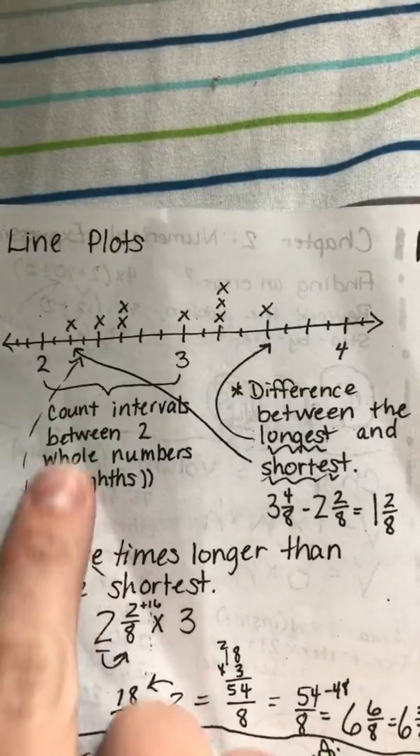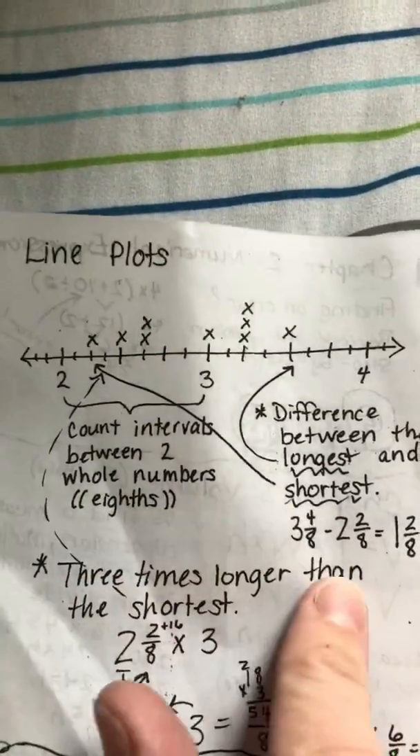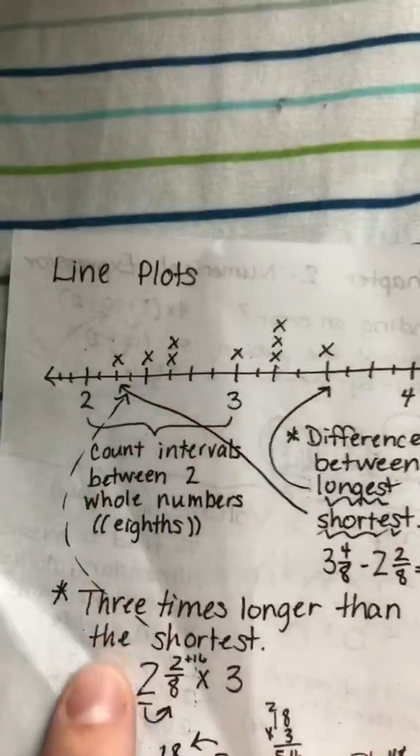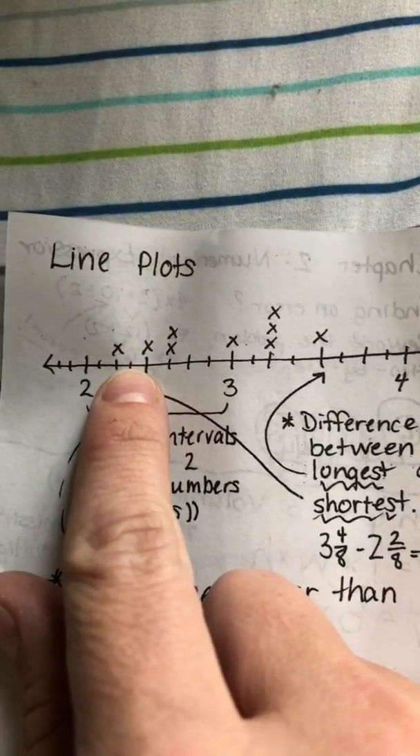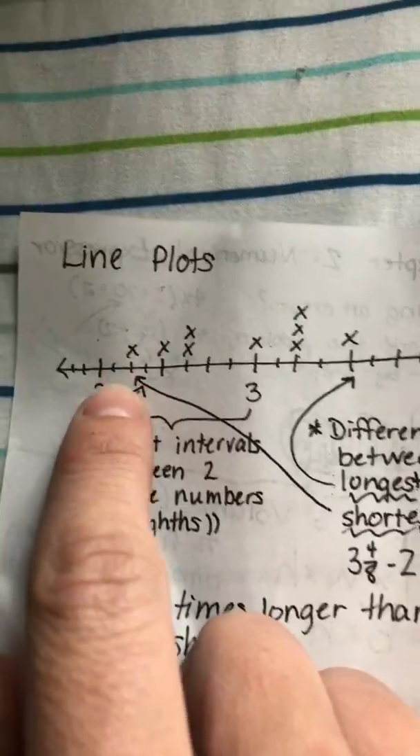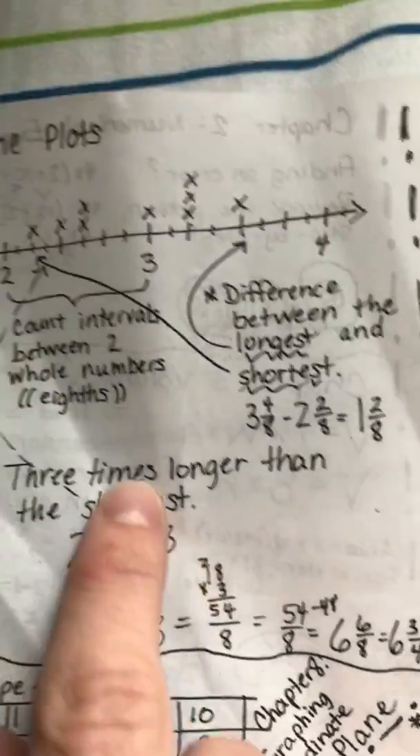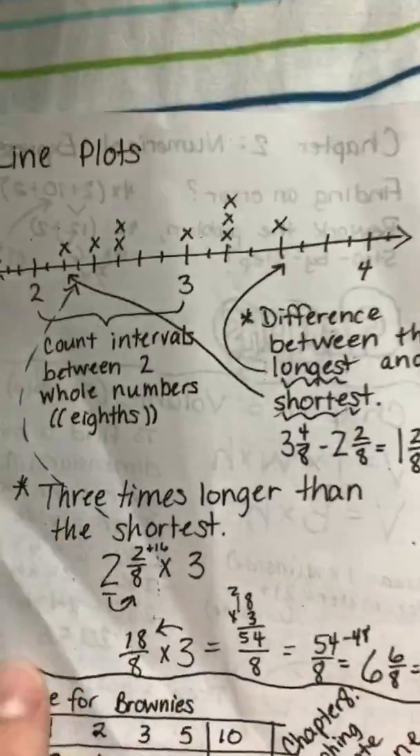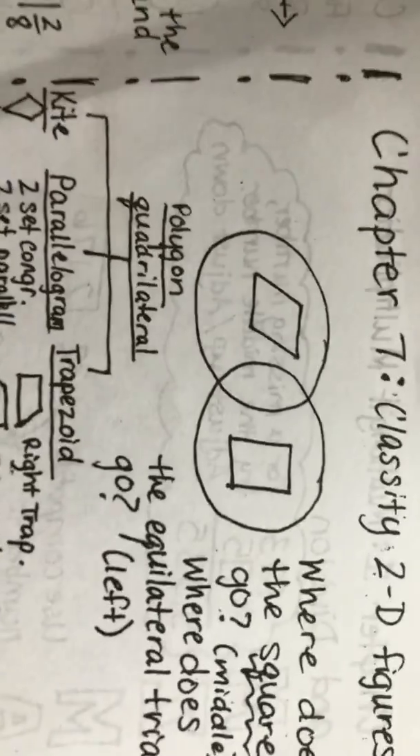If I want to find something that's a certain number of times longer than the shortest, if it said 3 times longer than the shortest, I would find the measurement of the shortest and multiply it by 3. The measurement of the shortest is 2 and 2/8, and then I'd multiply it by 3 times longer. Boom. We then moved into chapter 7, which was classifying our two-dimensional figures.